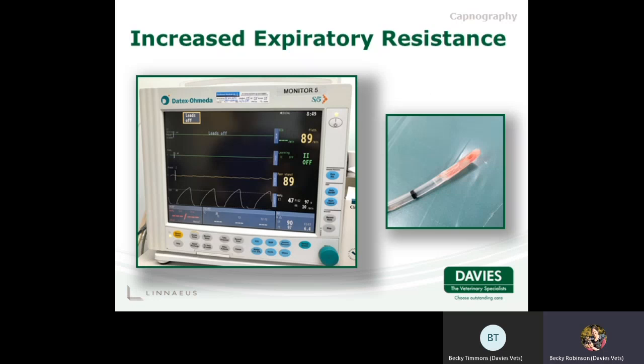So this is an important trace to appreciate, and if we see this trace, then we need to do a bit of troubleshooting to try and find out what's going on, because it could indicate, as I say, in this instance, a partial obstruction of the tube, but it could also indicate that the patient is suffering some degree of bronchoconstriction. In this case, thankfully, once we extubated and reintubated with a new tube, everything returned to normal.